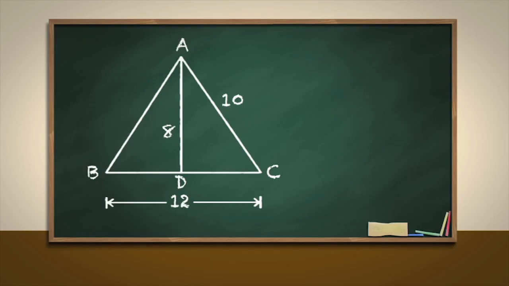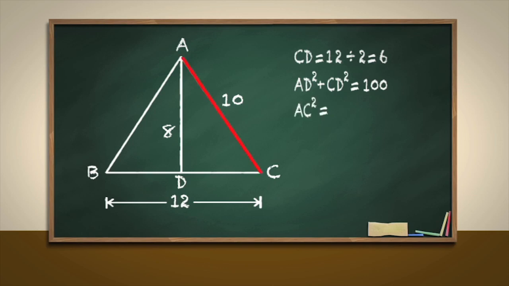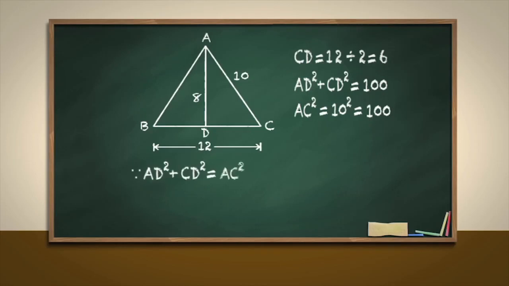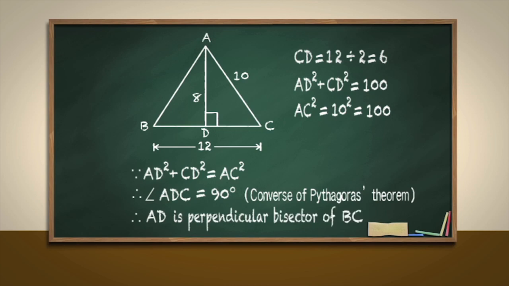Let me do it. If we need to prove AD is the perpendicular bisector of BC, we need to prove the angle ADC is 90 degrees. Firstly, in triangle ACD, D is the midpoint of BC, so CD equals 12 divided by 2 equals 6. AD squared plus CD squared equals 8 squared plus 6 squared, which is 64 plus 36 equals 100. AC squared equals 10 squared, which is equal to 100. As AD squared plus CD squared equals AC squared, according to the converse of Pythagoras' theorem, angle ADC is 90 degrees, so AD is the perpendicular bisector of BC.